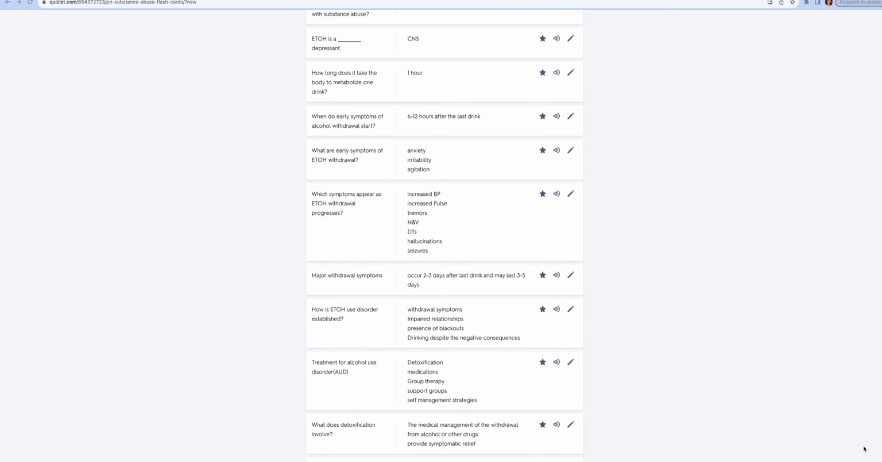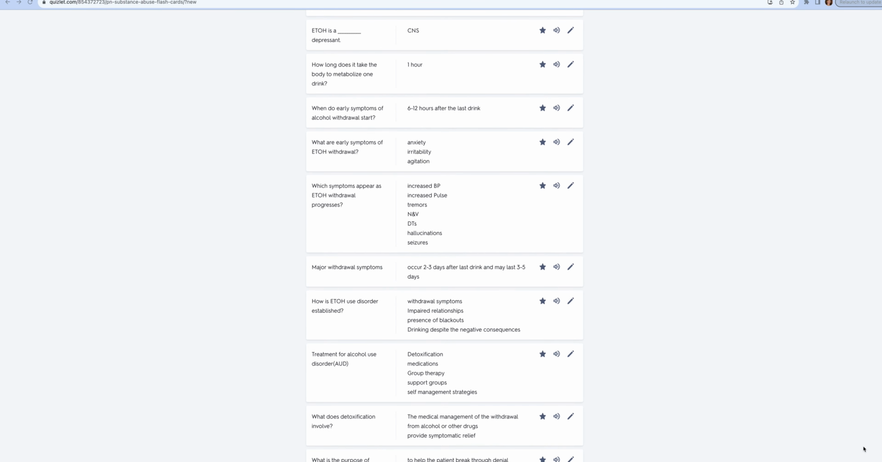The treatment for alcohol use disorder includes detoxification. Medications can be used to help prevent relapse. Group therapy.